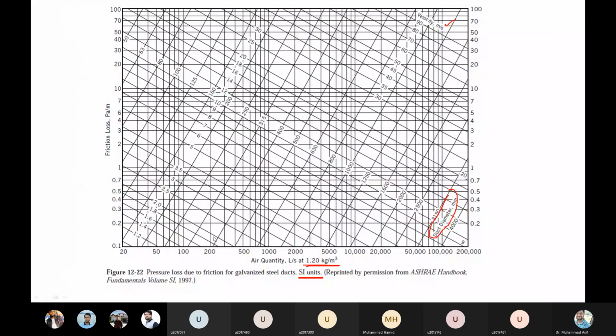Sometimes the dimensions of the duct that you have calculated from this graph are represented as a diameter. But normally, the available duct is in the form of a rectangular or square duct. So how do you convert that equivalent diameter into a rectangular or square duct?